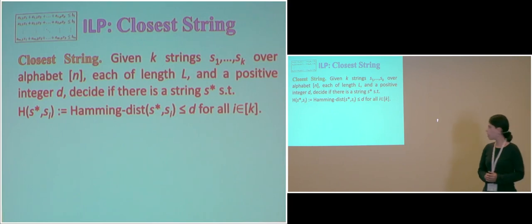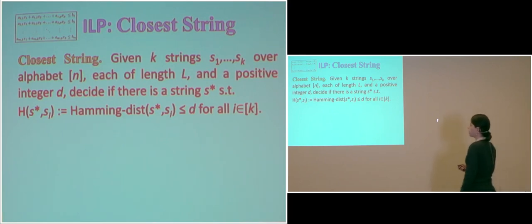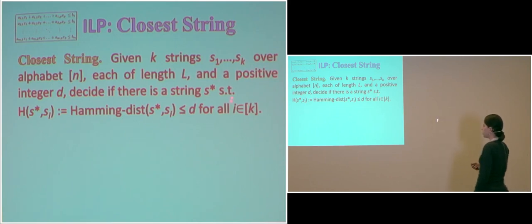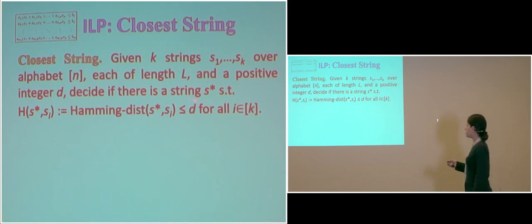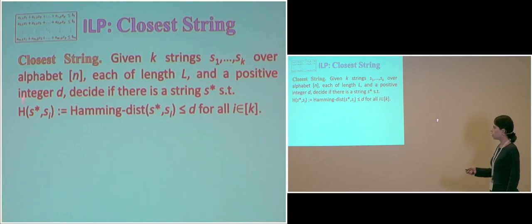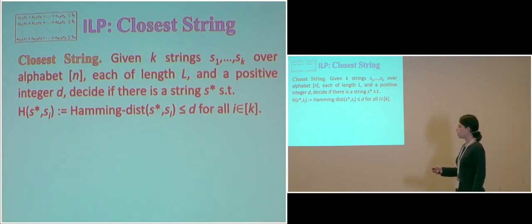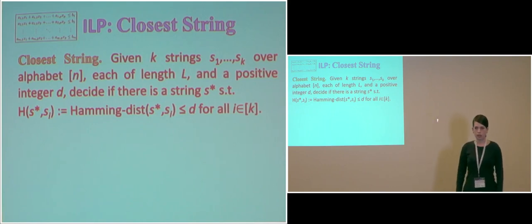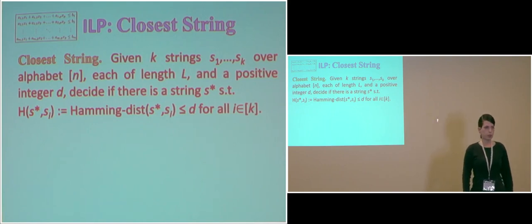In other words, more formally, what we are looking at is the Hamming distance. We want to find a string S star such that the Hamming distance, the number of entries where S star and Si have different characters, is at most d for each one of our strings Si. So we look at the Hamming distance between S star and Si, and that is at most d. So this is our problem.